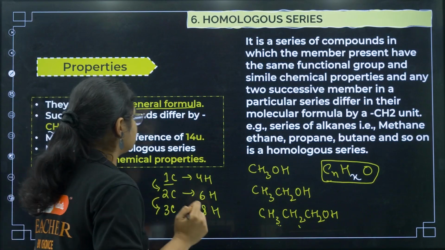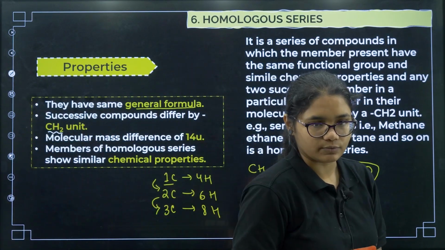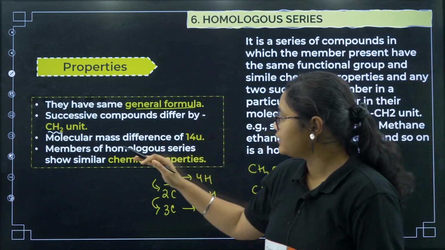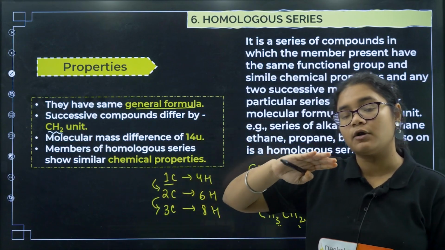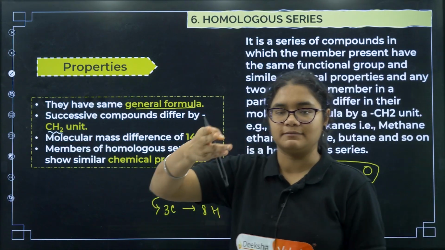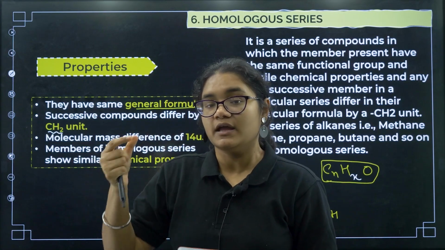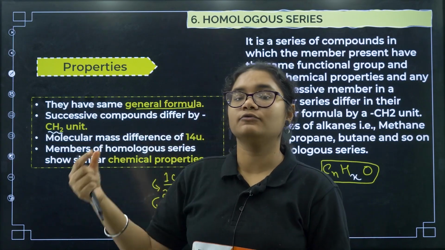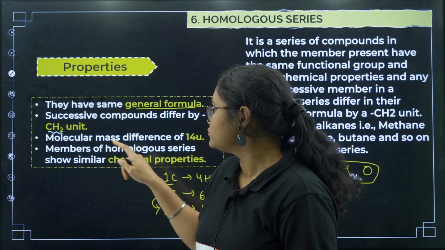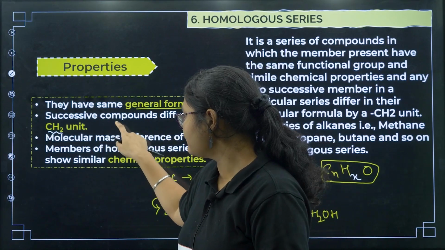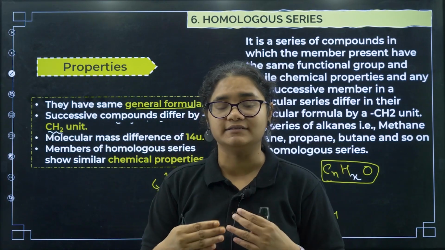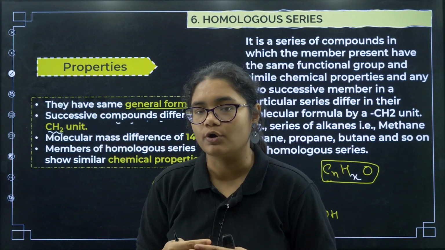The successive members differ by a CH2 group. This I have already told you. Whenever you go to the next member, or if you want to find the previous member, you have to remove a CH2 group. If you want to find the next member, you have to add a CH2 group, right? So when the successive compounds differ by CH2 units, we call it a homologous series.